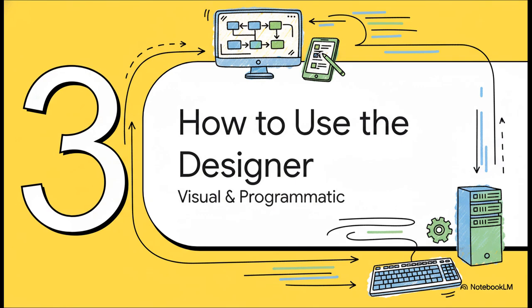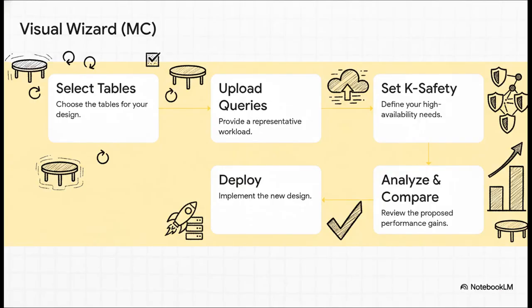All right, this all sounds fantastic in theory, but how do you actually use this thing? Let's walk through the two main ways you can get the Database Designer to do its magic. For most of us, the journey is going to start right in the Management Console's Visual Wizard. It's a really straightforward, step-by-step process. You pick your tables, you upload a file with a few typical queries, you set your high availability level, and then, and this is my favorite part, you get this awesome graph that compares the performance of your current design versus the one it's proposing. You see the benefit before you commit, and once you like what you see, you just click deploy.